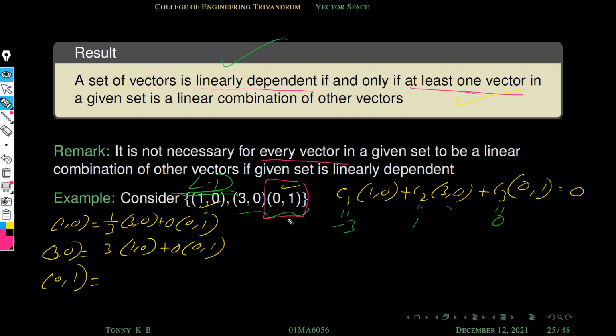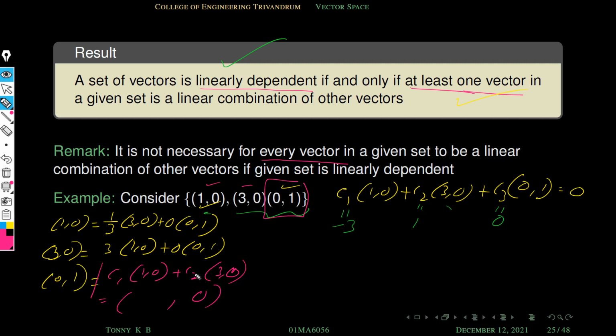My question: is it possible to write this one as a linear combination of the remaining ones? Remaining means these two. Is it possible? Sum C1 times (1, 0) plus C2 times (3, 0) gives (0, 1)? Never. Whatever the linear combination, the second coordinate is always 0. But in this vector, the second coordinate is 1. So this is not possible. There is no C1, C2 satisfying this condition.